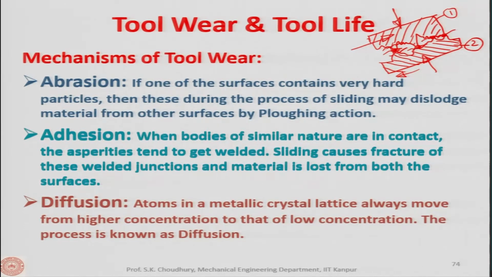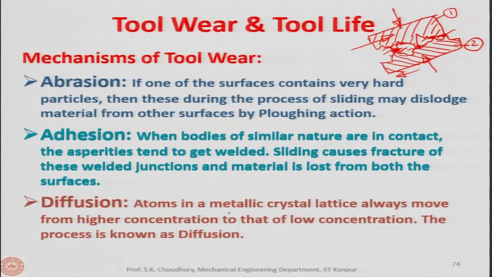This mechanism is called the adhesion mechanism: when the asperities get welded, and during the movement of the two parts sliding on each other, those welded junctions get broken, and the material will be lost from both the parts. So, that is the mechanism which is called adhesion.